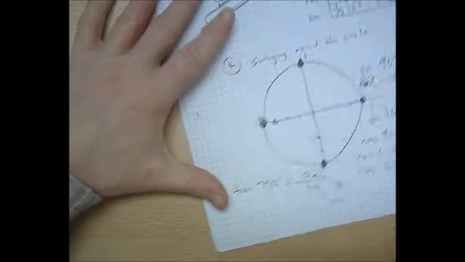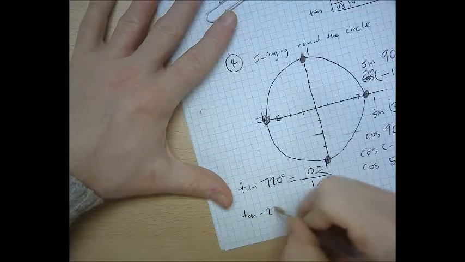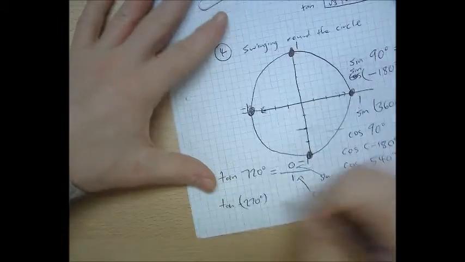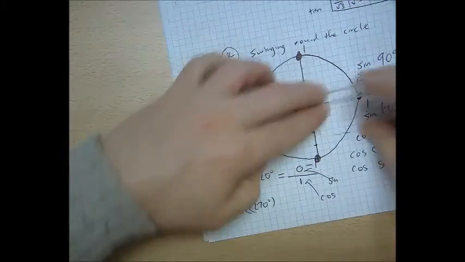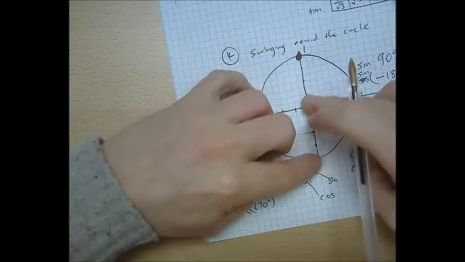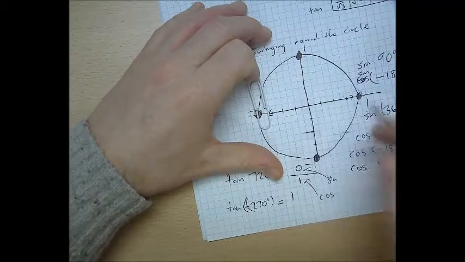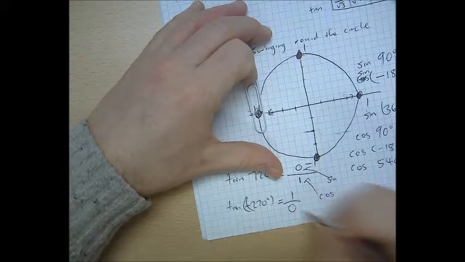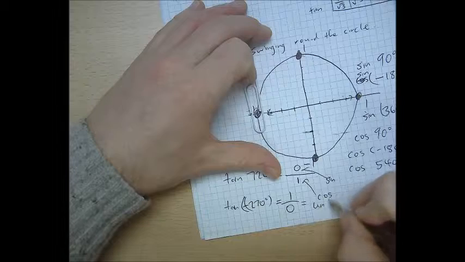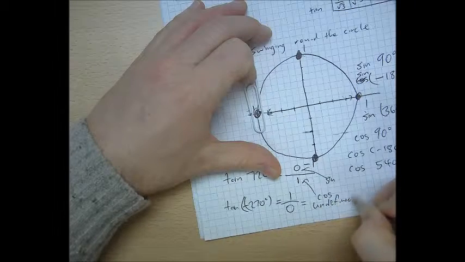This means, by the way, that you can sometimes get math error. So negative 270, negative 90, negative 180, negative 270. What's the y-coordinate of that? 1. The x-coordinate of that? 0. So you can't divide by 0, so that's undefined.